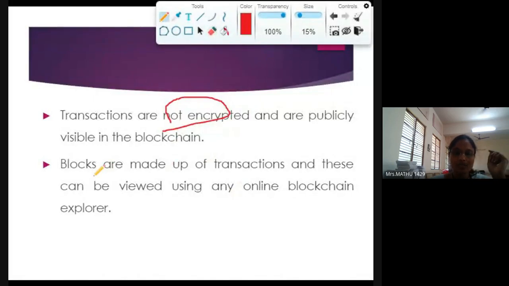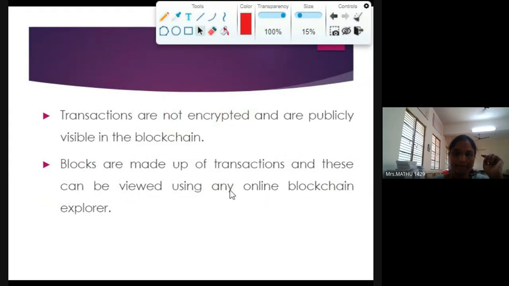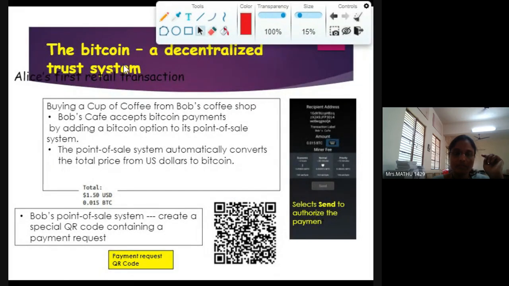The transactions can be viewed using any online blockchain explorer. We'll see some example of how this happens. I don't know whether it is visible to you.